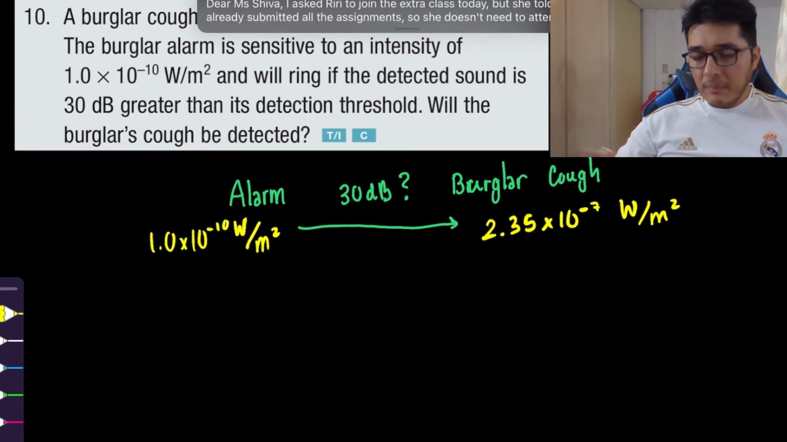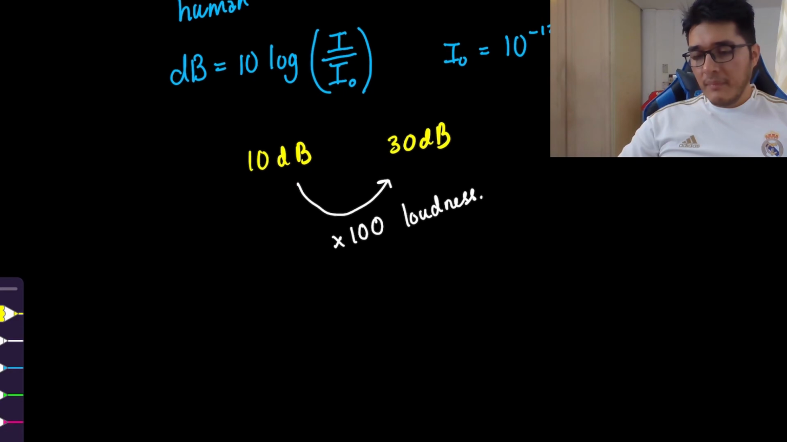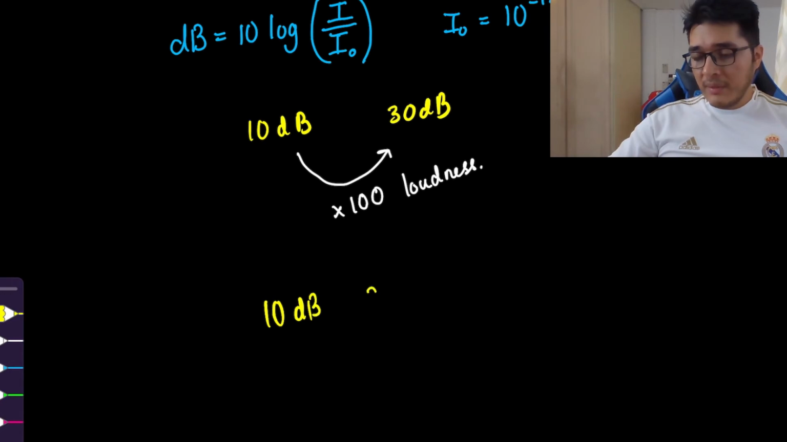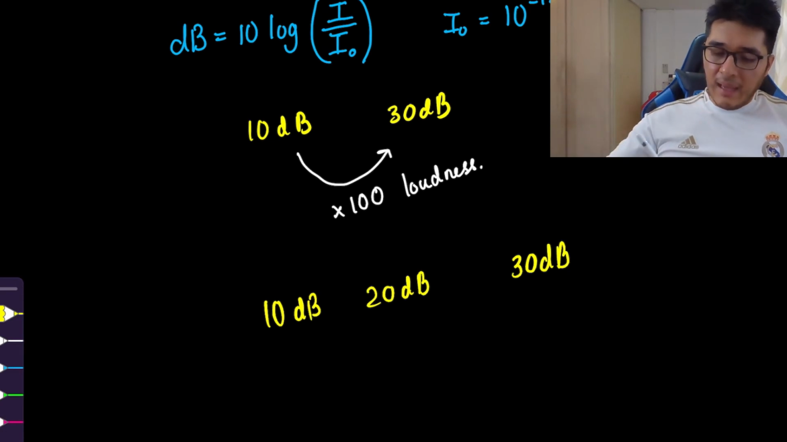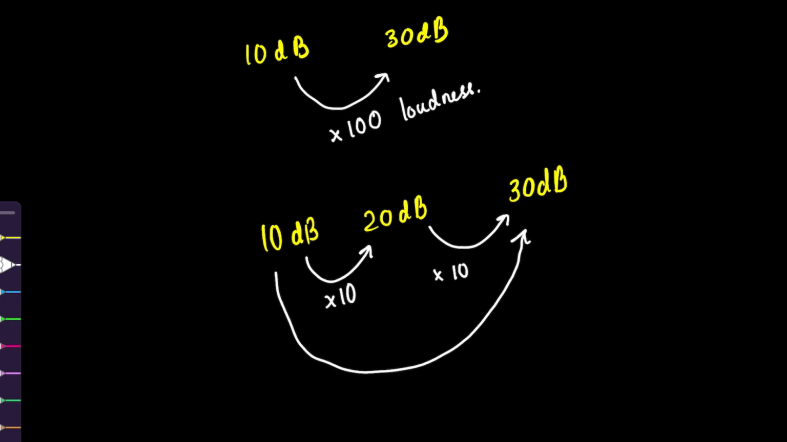So before, let's go back a bit. We have a logarithmic scale. So we have 10 decibels, 20 decibels, 30 decibels. And we said that the difference between 10 to 20 is a loudness of 10 times as much. From 20 to 30 is 10 times as much. So if we're looking at 10 to 30, that would be, wait, that 100 times.